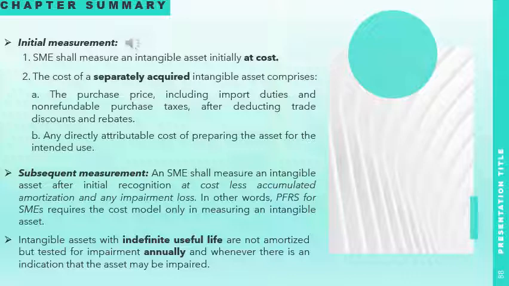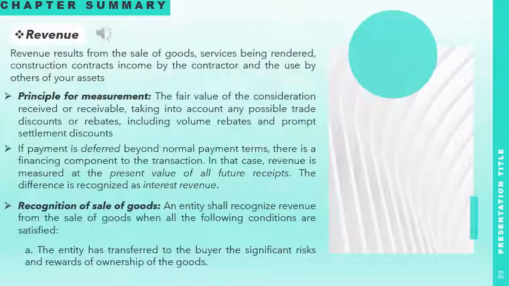Meanwhile, yung subsequent measurement naman is an SME shall measure an intangible asset after initial recognition at cost less accumulated amortization and any impairment loss. In other words, PFRS for SMEs requires the cost model only in measuring an intangible asset. Intangible assets with indefinite useful life are not amortized but tested for impairment annually and whenever there is an indication that the asset may be impaired. So we are down to the last one, which is revenue.